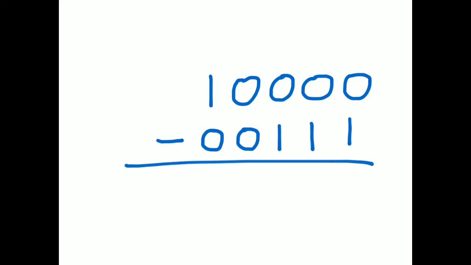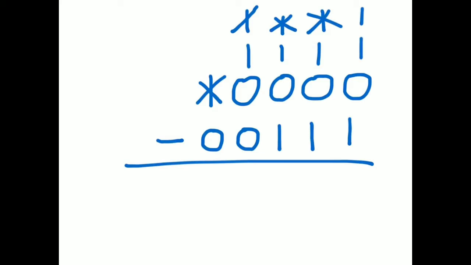Alright, so here's what we're going to do. We're going to borrow from the 16 column and get 2 8s. We're going to borrow one of the 8s and get 2 4s, borrow one of the 4s, get 2 2s, borrow one of the 2s, and get 2 1s. Okay, and here we go. We can say 2 minus 1 is 1. Then we say 1 minus 1 is 0.